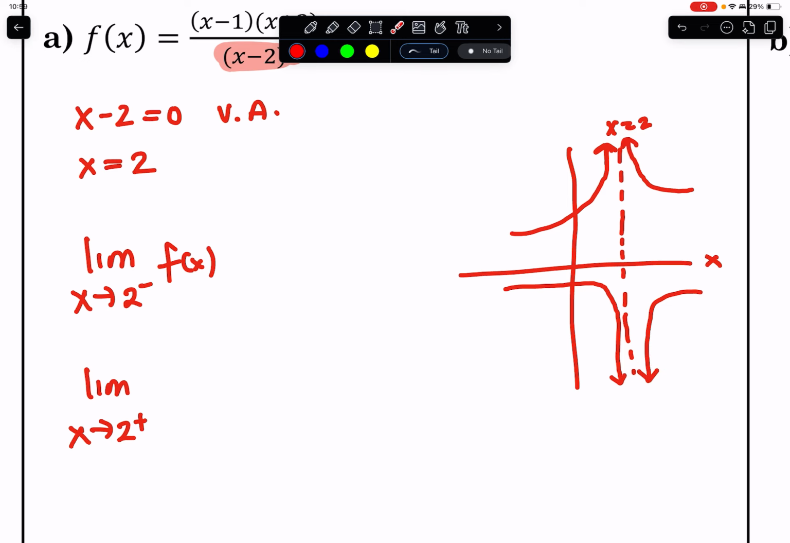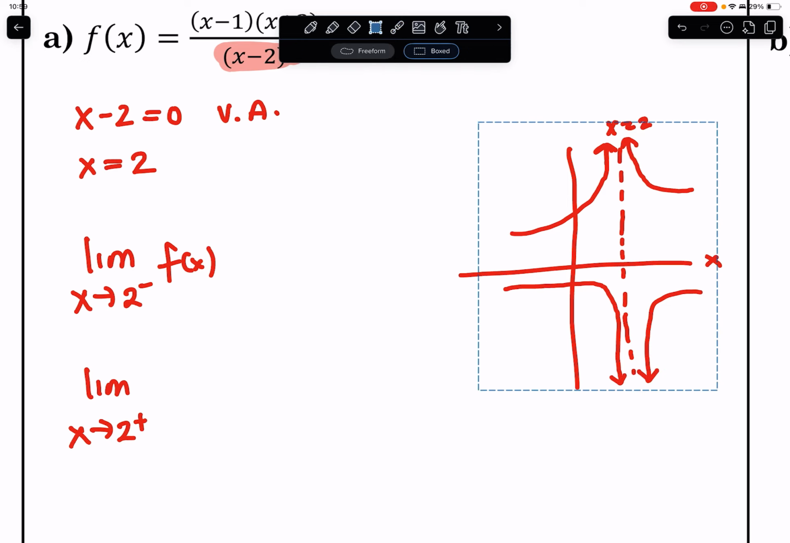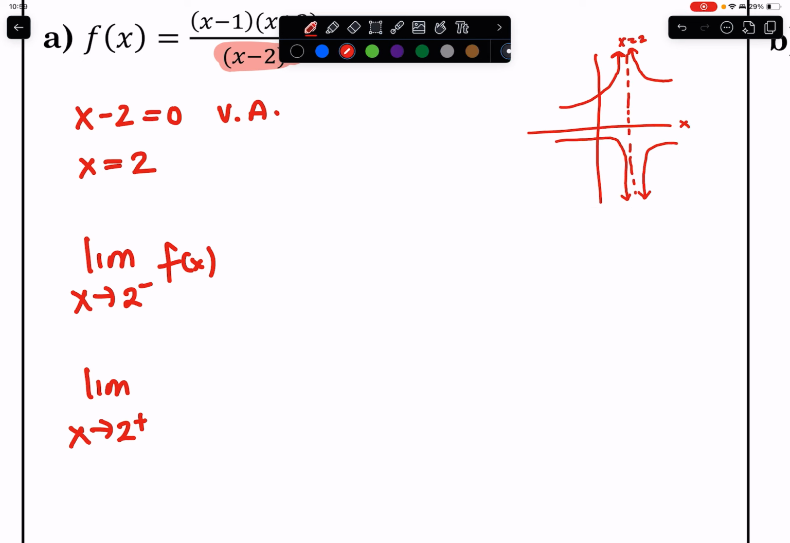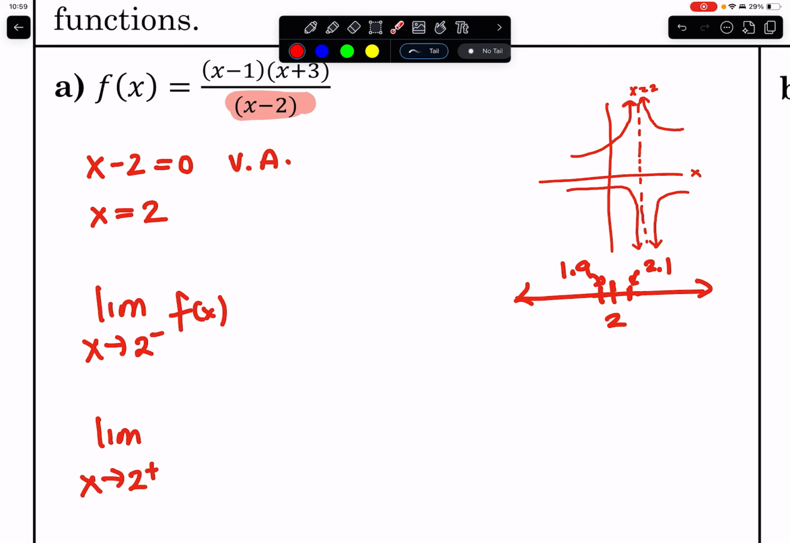Well, to figure out what is happening there, we're going to test a point that's extremely close to the number 2. On the left side, I'm going to use the number 1.9. That's really close to the number 2. And on the right side, I'm going to use the number 2.1. That's really close to the number 2. And we're going to plug those numbers into our function right there.